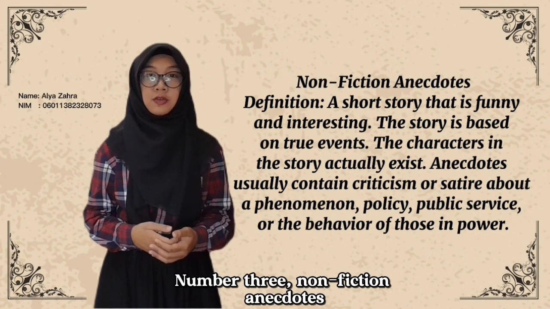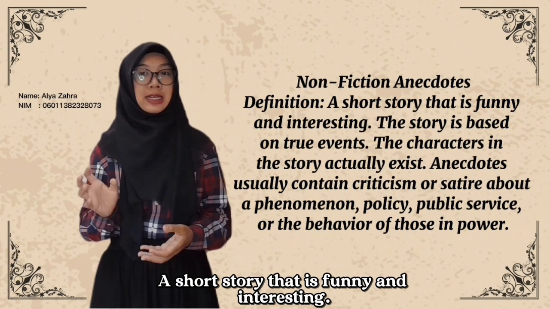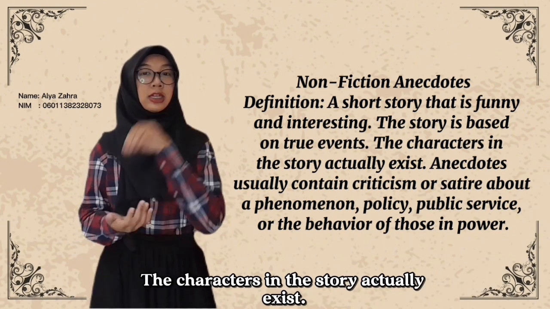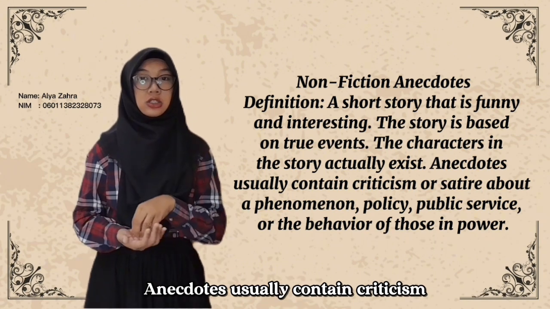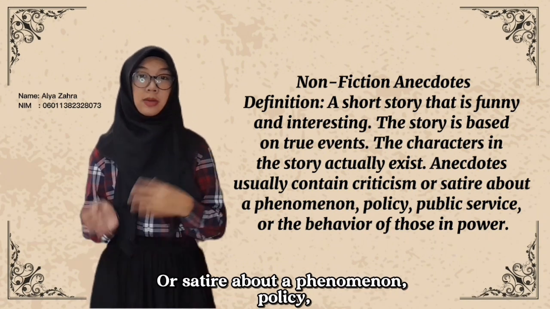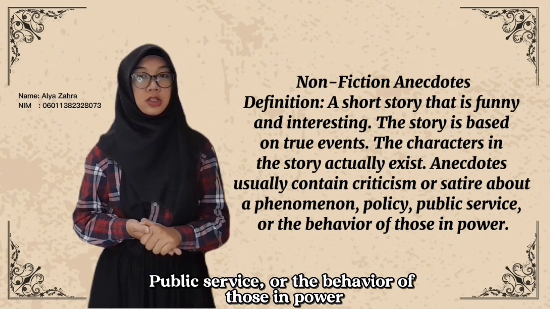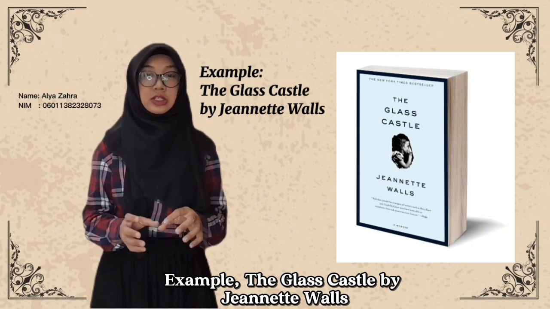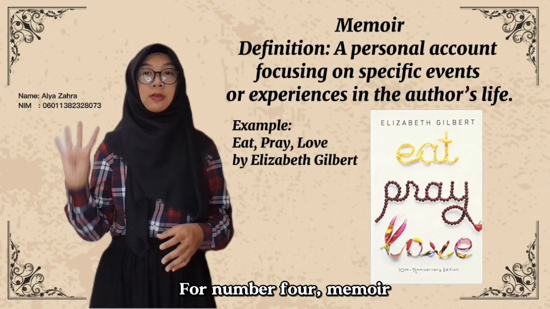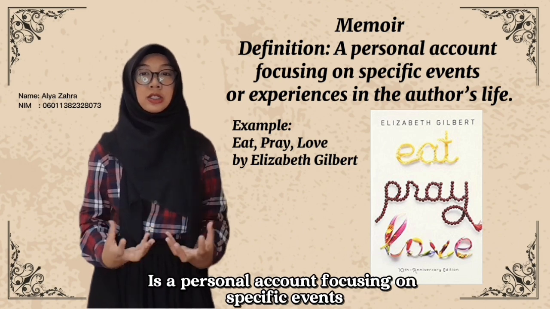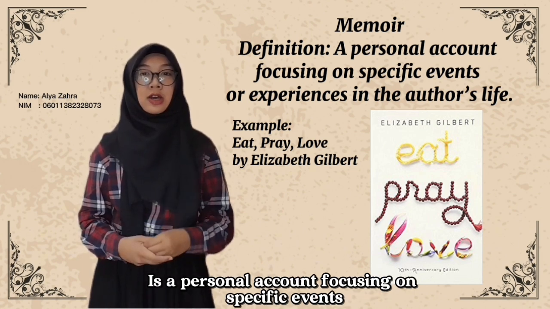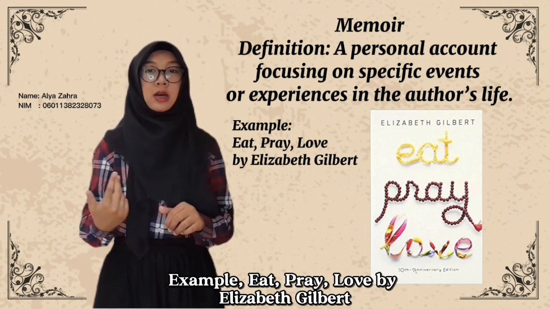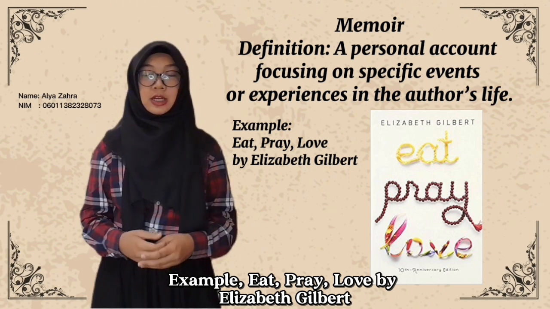Number 3, nonfiction anecdote. A short story that is funny and interesting. The story is based on true events. The character in the story actually exists. Anecdotes usually contain criticism or satire about phenomenon, policy, public service, or the behavior of those in power. Example, The Glass Castle by Jeannette Walls. For number 4, memoir is a personal account focusing on specific events or experiences in the author's life. Example, Eat, Pray, Love by Elizabeth Gilbert.